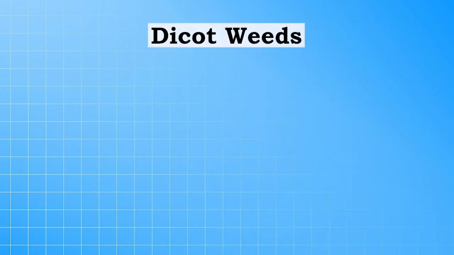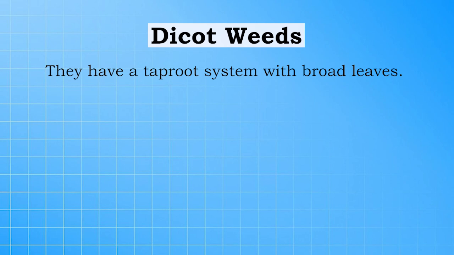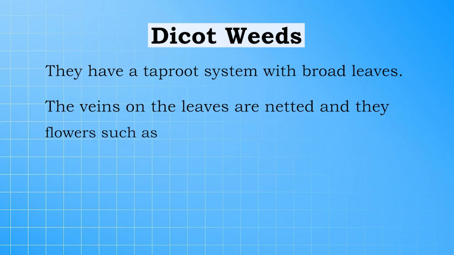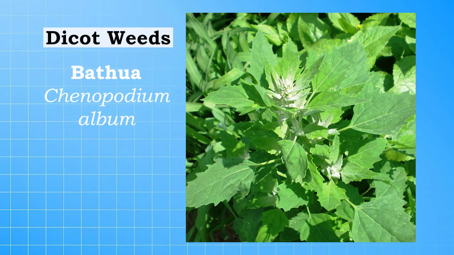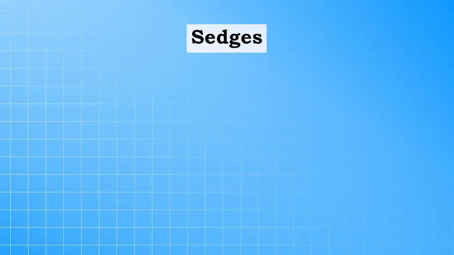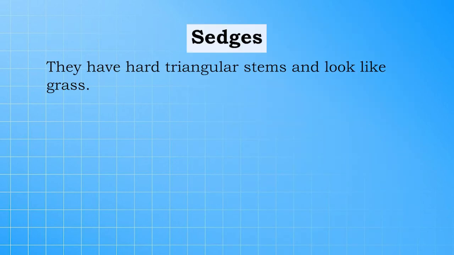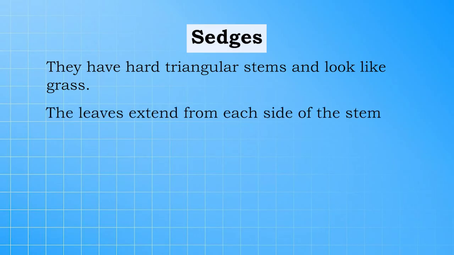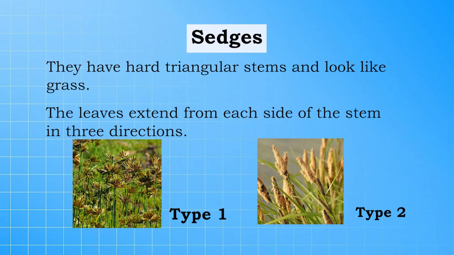Second, dicot weeds. They have a taproot system with broad leaves. The veins on the leaves are netted and they produce flowers, such as bathua, Chenopodium album, Amaranthus species, etc. Third, sedges. They have hard triangular stems and look like grass. The leaves extend from each side of the stem in three directions. Sedges have sharp edges.